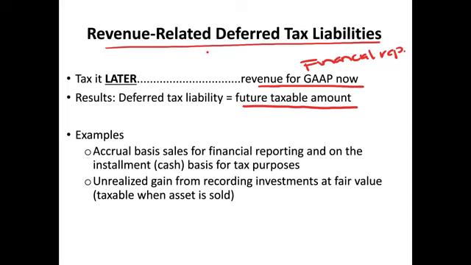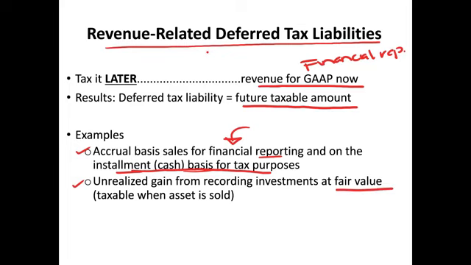Let's look at a couple of examples where you have revenue-related DTLs. If you have accrual basis sales for financial reporting and the installment basis, cash basis, for tax purposes. So tax is more like a hybrid between accrual and cash basis. So sometimes we recognize income and expenses for tax based on the accrual method, and sometimes it's based on the cash basis. And so for installment sales, it's based more on the cash basis, whereas for financial reporting, it's always based on the accrual basis. And you can also have unrealized gains from recording investments at fair value.